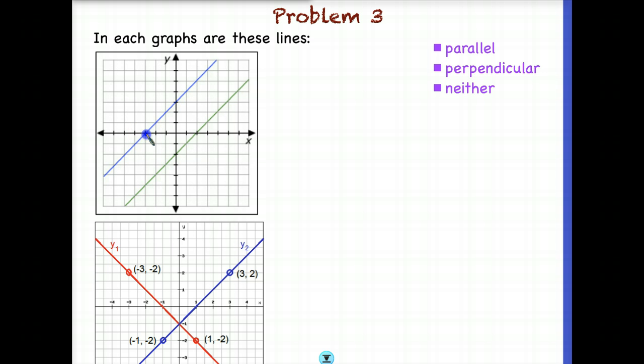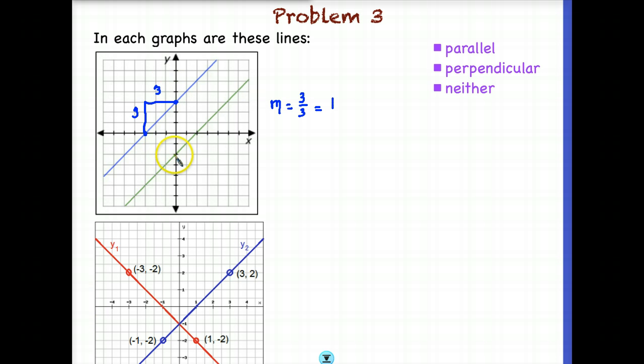So perhaps I'll pick a point here and here, and I'll figure out my slope. To get between those points, I'm going to go up 1, 2, 3, and over 1, 2, 3. 3 over 3. So my slope for the blue line is equal to 3 over 3. And you may be thinking in your head right now, well, I can reduce that to 1. Okay, now let's go ahead and look at the green line.